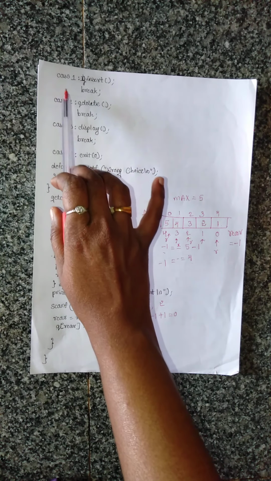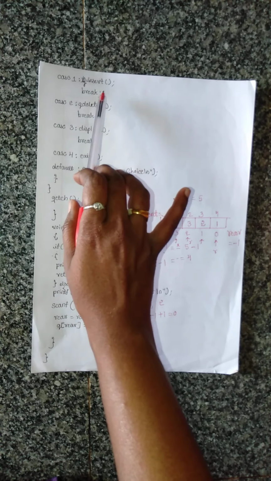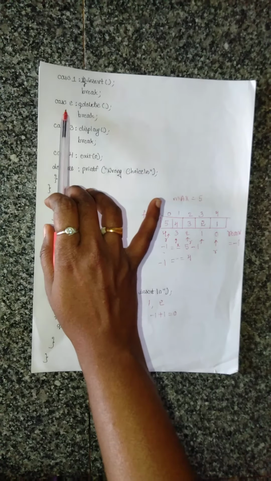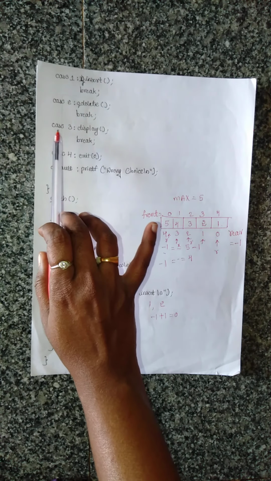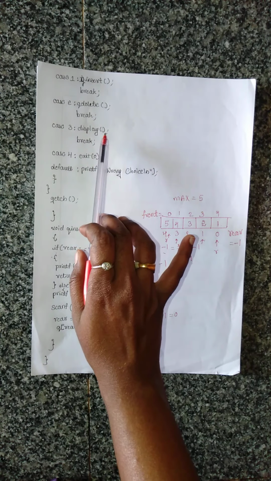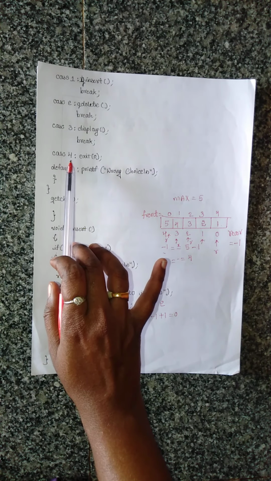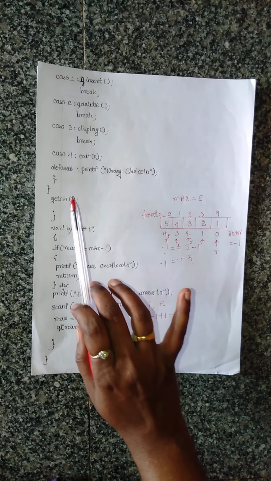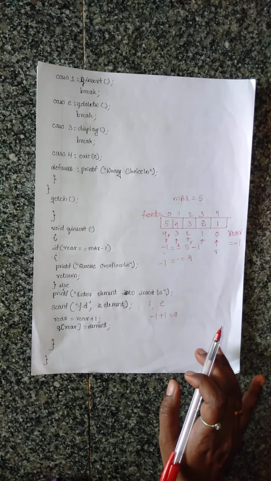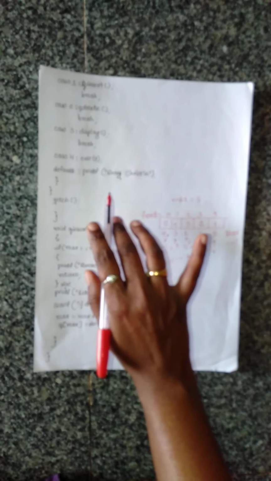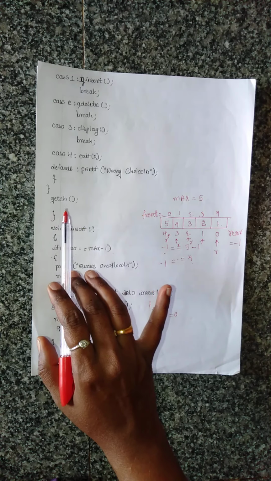Here if I select 1 it will call the insert operation. If you select 2 it will call the delete operation. If you select 3 it will call the display operation. If you select 4 it means exit the screen. And if instead of these 4 choices I enter 5, 6 or 7, anything other than these 4 choices, it will display an error message, that is wrong choice, and then the getch function.